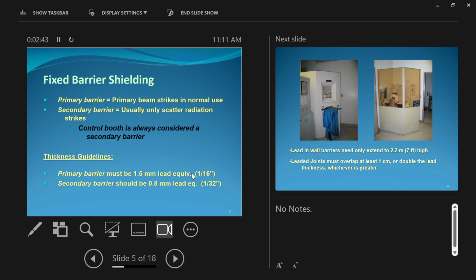So here's the rule. The rules, two of them. Primary barriers must be 1/16 of an inch of lead, or 1.5 millimeters. Secondary barriers are half that: 1/32 of an inch, which is half of 1/16, or 0.8 millimeters, which is roughly half of that 1.5 millimeter. So that's our requirement for thicknesses for our primary and secondary barriers. Secondary barriers are half as thick as primary barriers because they're not designed to be hit by the primary X-ray beam.